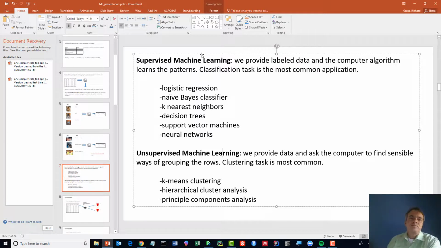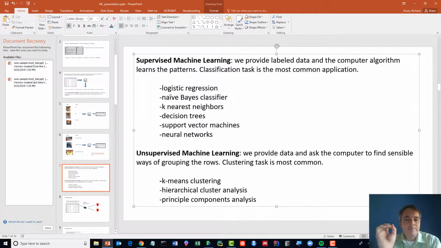Okay, so that's supervised machine learning, labeled data. There's also unsupervised machine learning, where we don't really have a target variable. We don't have some kind of thing that we're trying to get it to be good at predicting. We're just providing data to the computer and asking it to look for patterns. Okay. So it's not a classification task that's really going to be involved here.